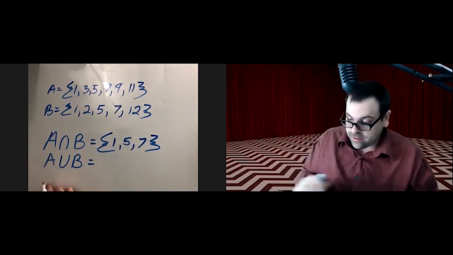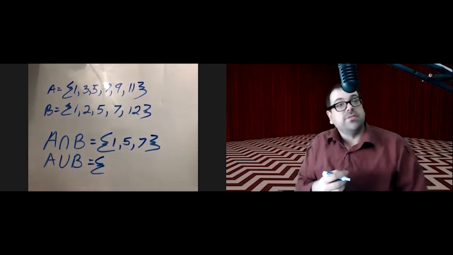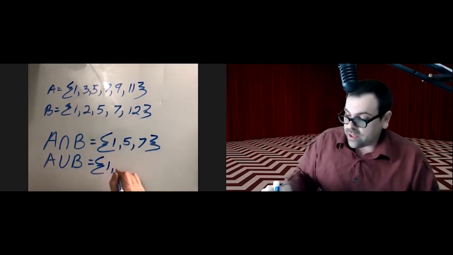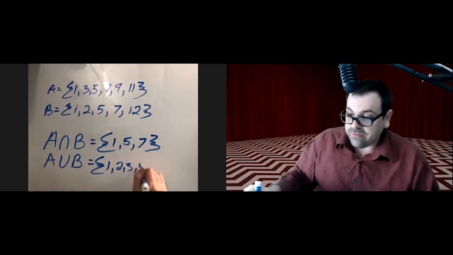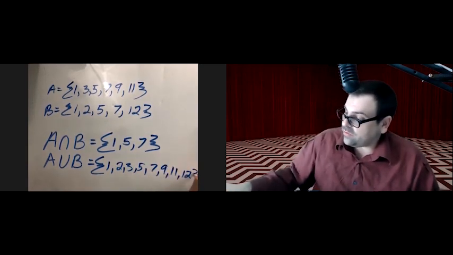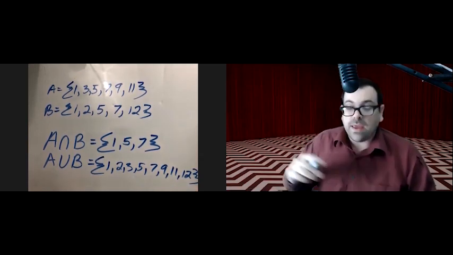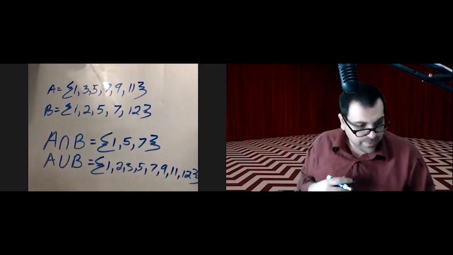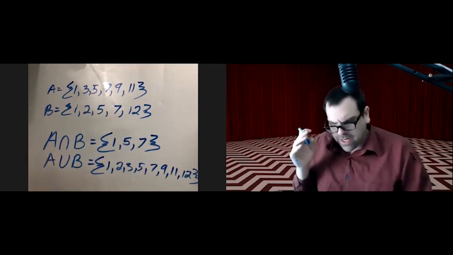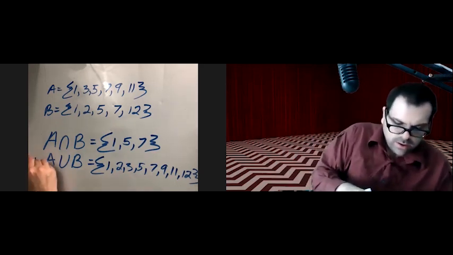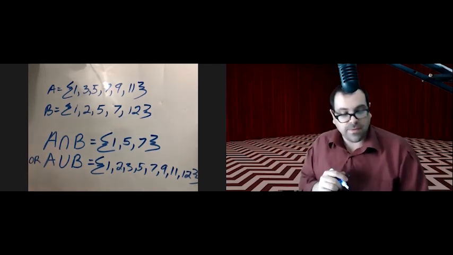The union. Union is everything. If it's in A, it's in there. If it's in B, it's in there. So 1, 2, 3, 5, 7, 9, 11, 12. Every element from A or B makes it in. In fact, what did I say here? Every element from A or B makes it in.